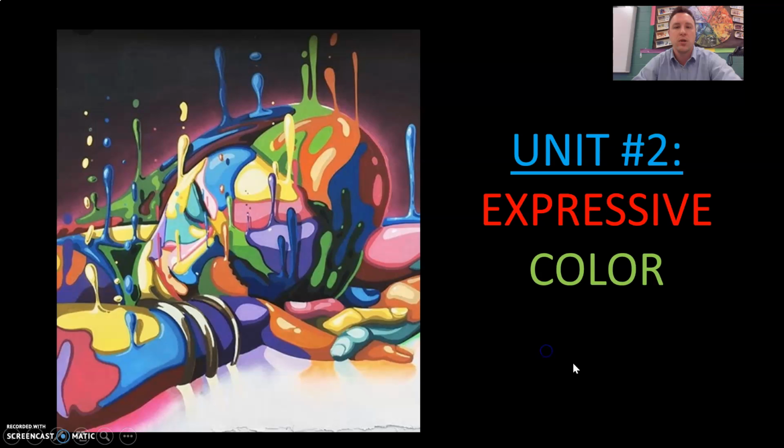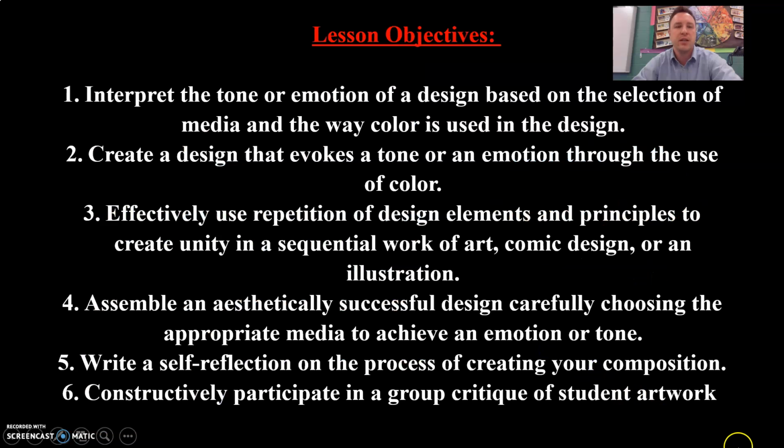So moving forward, we're going to break down the lesson objectives. I know there's a lot here, but to walk you through it, number one, you're going to interpret the tone or emotion of a design based on the selection of media, which are your tools. You're going to be using oil pastels, and the way color is used in the design. I basically just mentioned that in the slide before, but that's the main focus. Number two, you'll be creating a design that evokes the tone or emotion through the use of color.